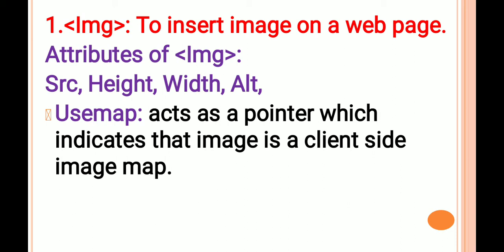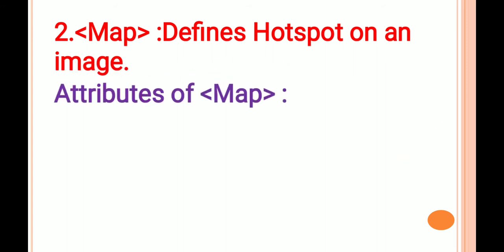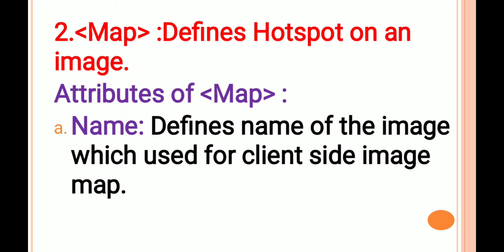And the most important attribute for client-side image map is usemap. Usemap is an attribute of img tag, but it is used for client side image map. Usemap acts as a pointer which indicates that the image is a client side image map. Another tag which we use is map, which defines hotspots on an image. Attributes of map tag. There is only one attribute, which is name, which defines the name of the image which is used for client side image map.